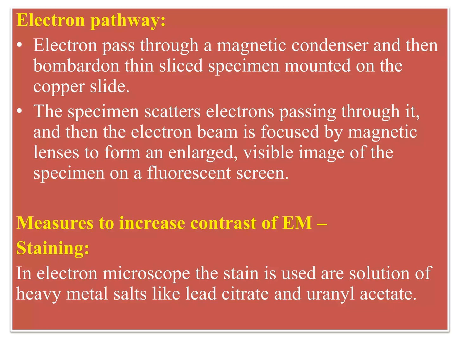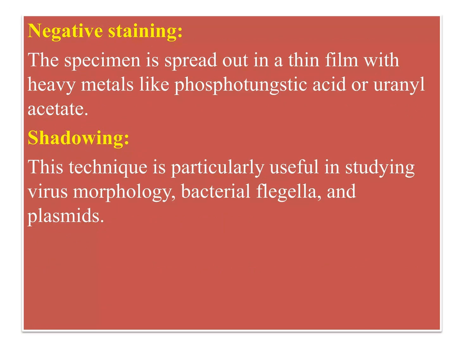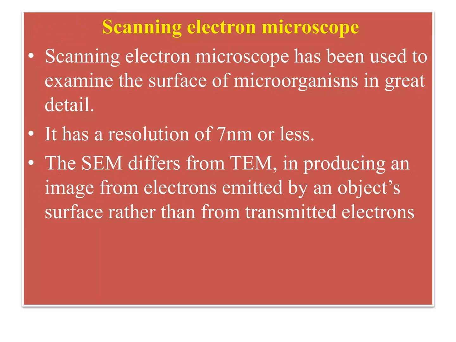Methods to increase contrast in electron microscopy. Staining: in electron microscopy, the stains used are solutions of heavy metal salts like lead citrate and uranyl acetate. Negative staining: the specimen is spread out in a thin film with heavy metals like phosphotungstic acid or uranyl acetate. Shadowing: this technique is particularly useful in studying virus morphology, bacterial flagella, and plasmids.